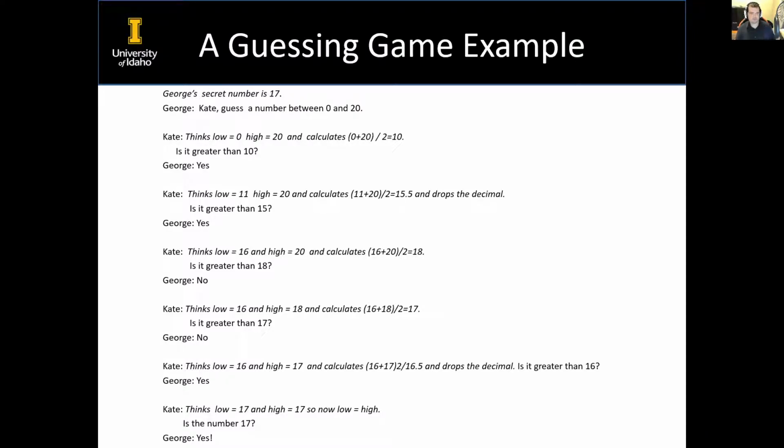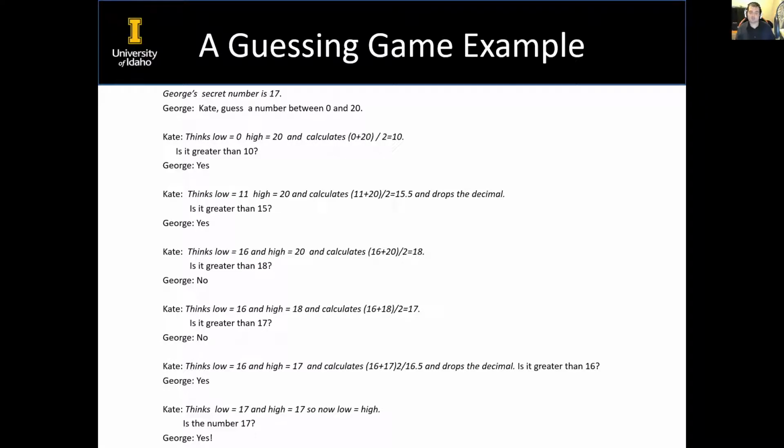So she can now eliminate the numbers 0 through 10. Kate goes, okay, my lowest number is 11 and my highest number is 20. So she goes 11 plus 20, 31, divided by 2 is 15.5. Now we know these are whole numbers only, so she drops the decimal value and says, is it greater than 15? George says yes. Kate's able to go, okay, so it's not 11, 12, 13, 14, 15, it's 16 through 20. She goes, okay, 16 plus 20 is 36, divided by 2 is 18, and she asks, is it greater than 18?